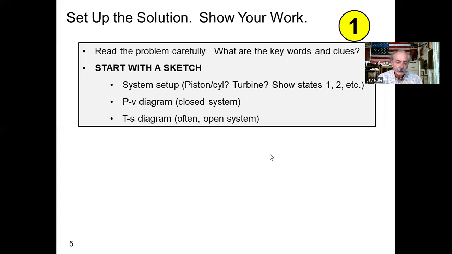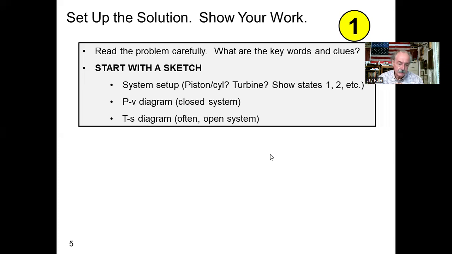What does that mean? You're going to draw a system setup. Is it a piston and cylinder? Draw that. Is it an open system turbine or a compressor or a pump or a cycle? You're going to want to depict that somehow. You're going to show your states 1, 2, 3, 4, 5, whatever it is, show the states on your sketch. Next, that's not the end of it, is it?